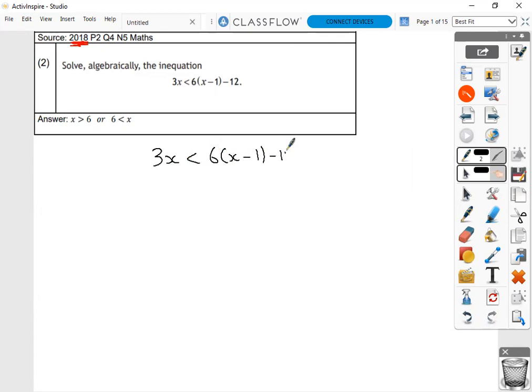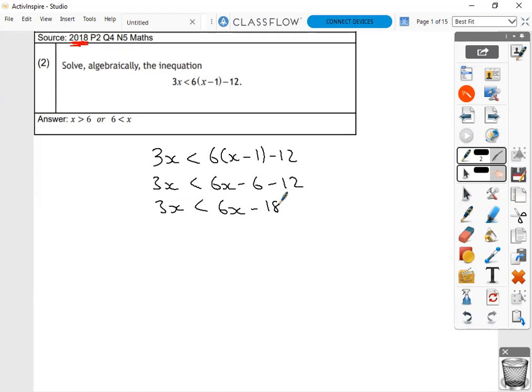First thing I'm going to do here is just break that bracket up. Okay, so I'm going to do nothing to the left hand side. I'll break that bracket up and I'll just tidy that up. Collecting like terms, -6, -12 is just -18. Okay, now I'm left with that.